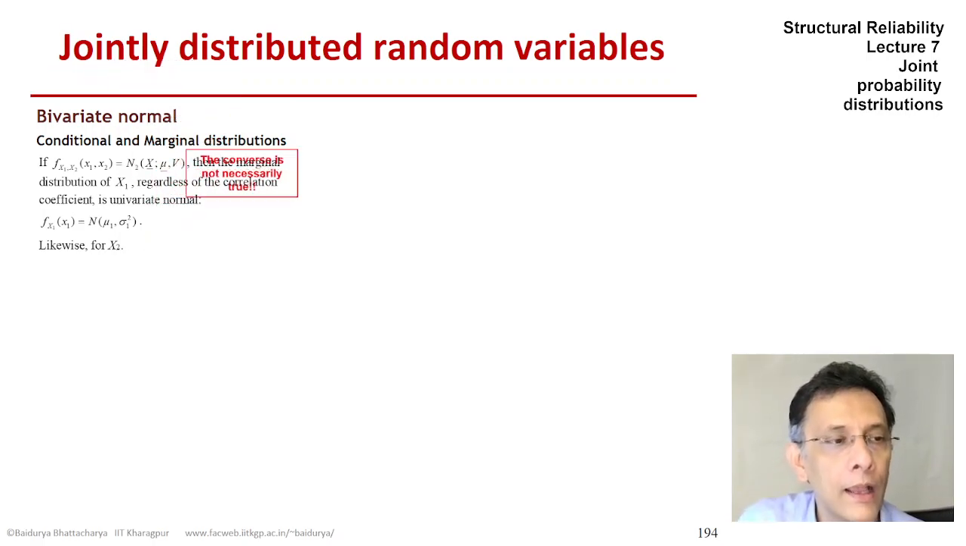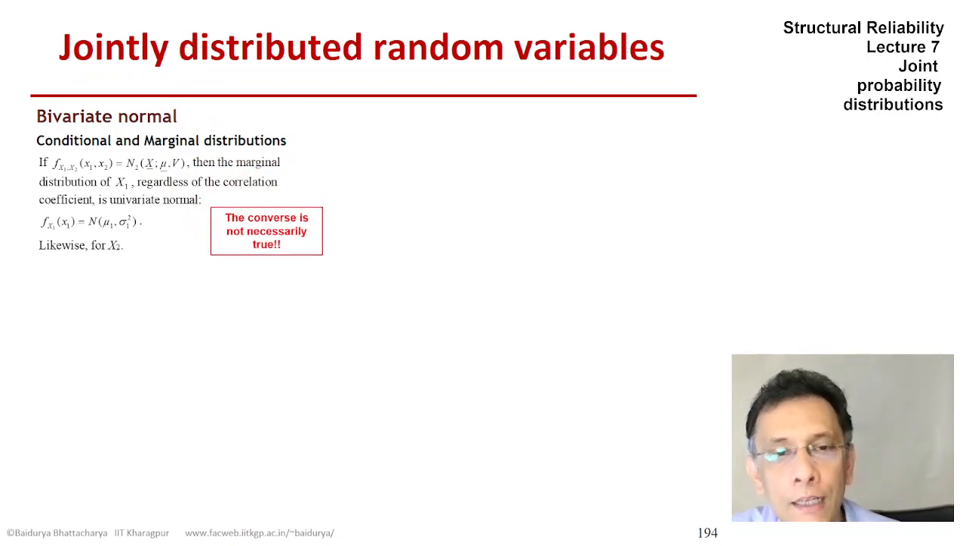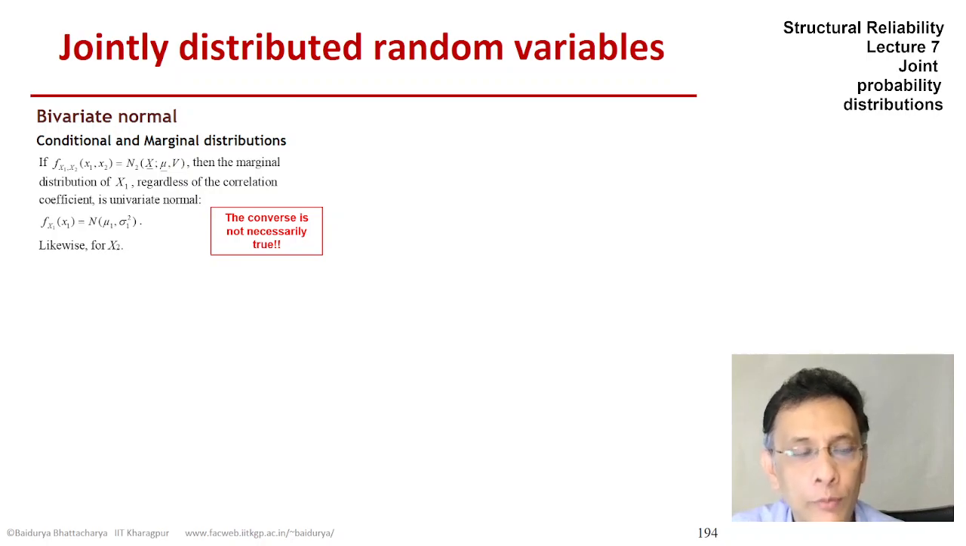Unfortunately, and here I use the bouncing animation, the converse is not necessarily true. If X1 and X2 are normal random variables and they have a certain degree of dependence between them, it is not necessary that their joint density function is going to be bivariate normal. And there are several quite famous examples of that, and they can be looked up from standard texts.